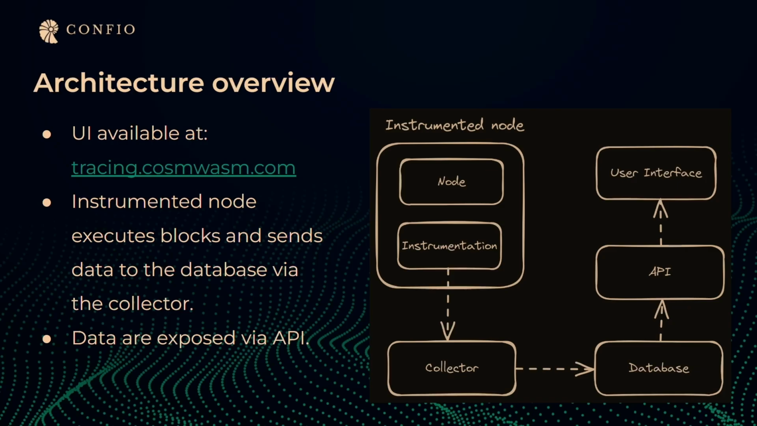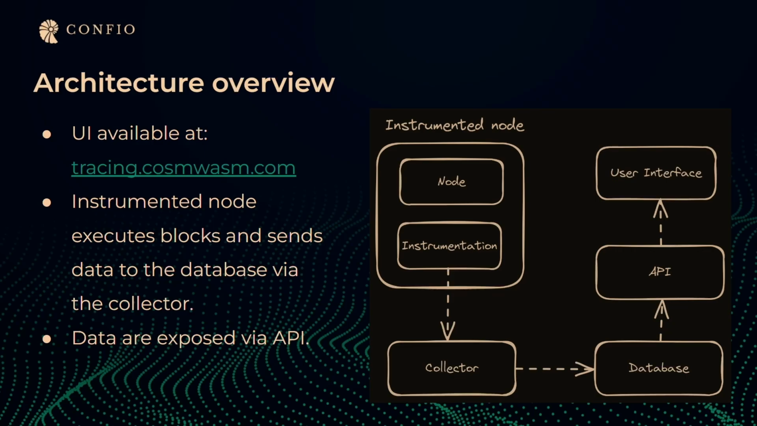So this one is a quick overview of the architecture. We have an instrumented node. Basically, some parts of the node have been wrapped, and when the node executes the blocks, this data is sent and stored into a database through a collector, and then this data is exposed via an API and displayed through the UI. We currently have a UI available at tracing.cosmosm.com.